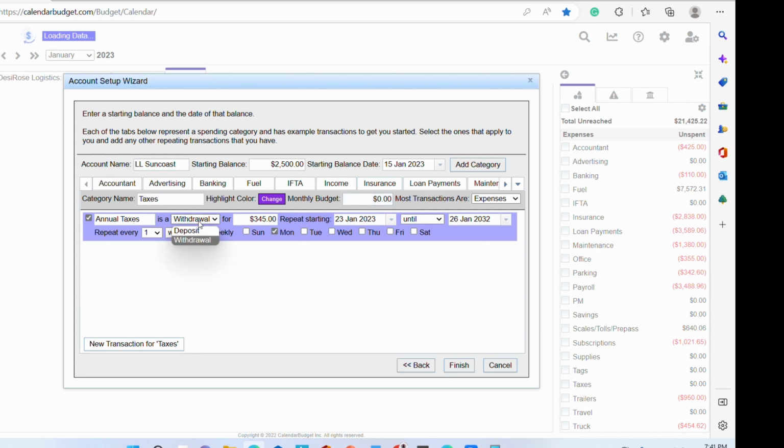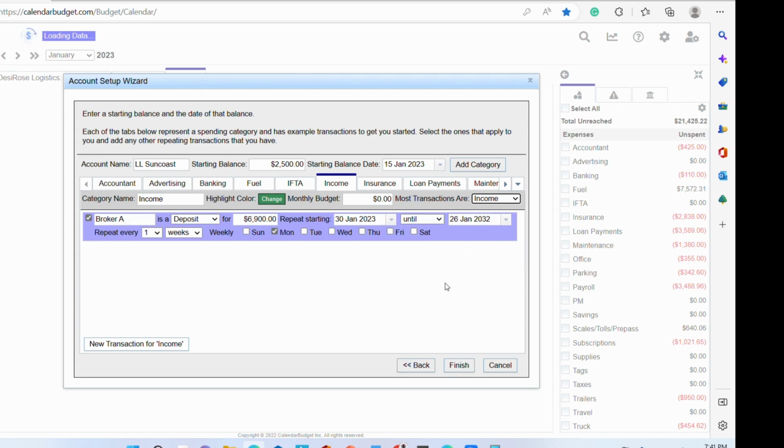This is your withdrawal and deposit. Let's make sure when we put that income in that we made it as income. Look at that. That wouldn't have been good. Deposit. We don't want to withdraw $69 every week. That's a little much. And that's going to automatically change to income when you do that.